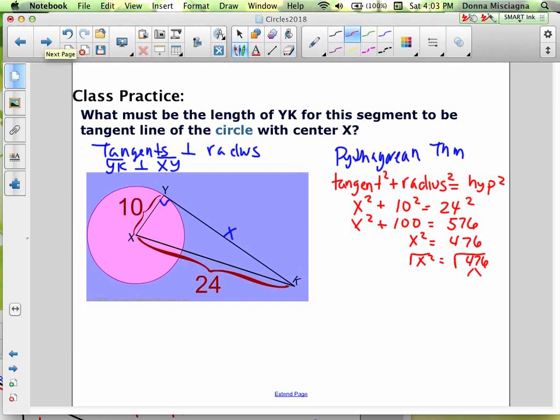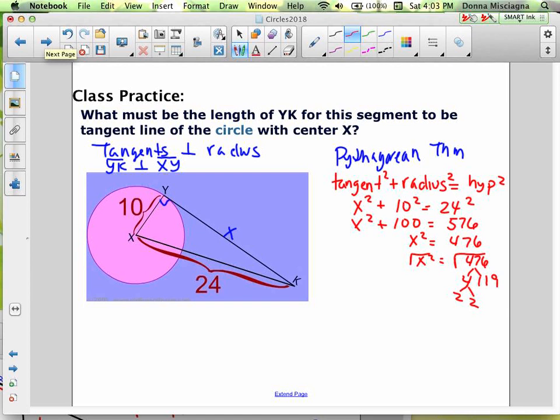Well, I'm sure that 4 goes in. So 476 divided by 4: 4 divided by 4 is 1, and then 7 divided by 4 is 1 with 3 left over, so that's 119. Well, guess what? 119, that is a prime number. So you can break down the 4 into 2 and 2, but you can't do a darn thing with 119.